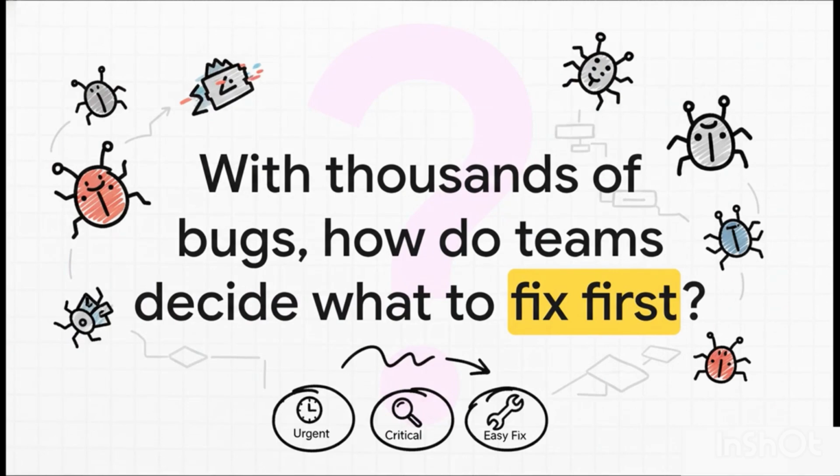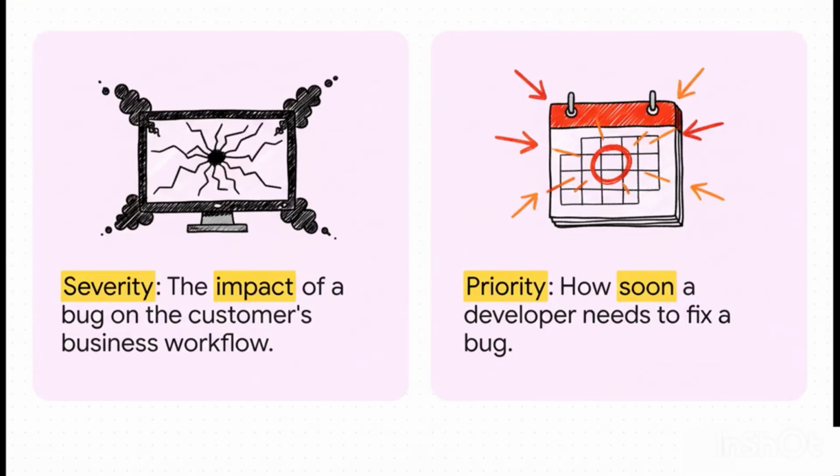This, of course, raises the million-dollar question. I mean, when you have a backlog of thousands of issues, you obviously can't fix everything at once. So, how do teams decide what to tackle next? This is where you get into the critical art of triage. And this slide brilliantly breaks down the two core ideas they use, severity and priority.